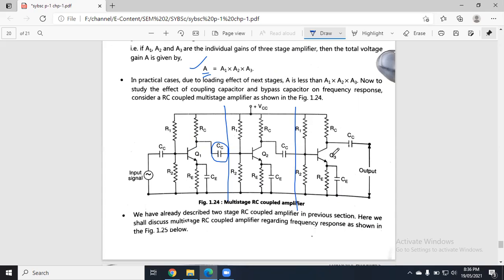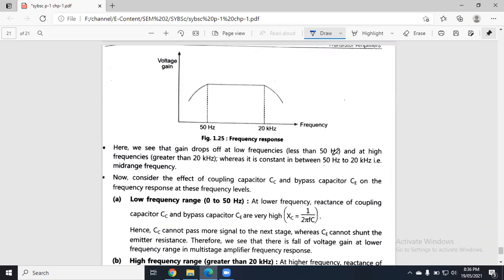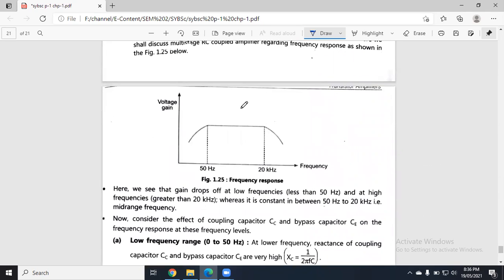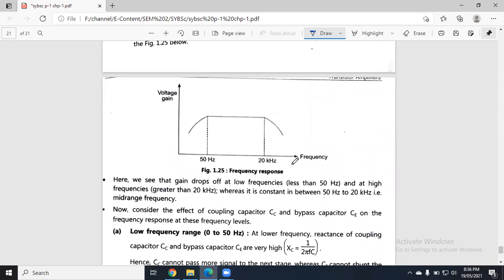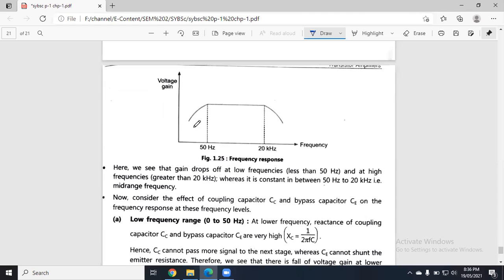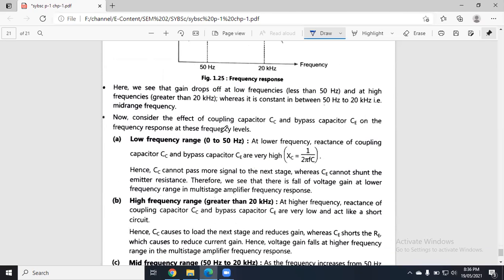All right. After that, we have to see the frequency response curve and some effects of coupling capacitors. If you plot the graph of this circuit, it will look like this. On one axis we have frequency, on the other axis we have voltage gain. Here we see that the gain drops off at the lower frequency. For the lower frequency, gain is less. As we increase the frequency, gain is high, up to 20 kilohertz. After that, we have to consider some effects of coupling capacitor and bypass capacitor.